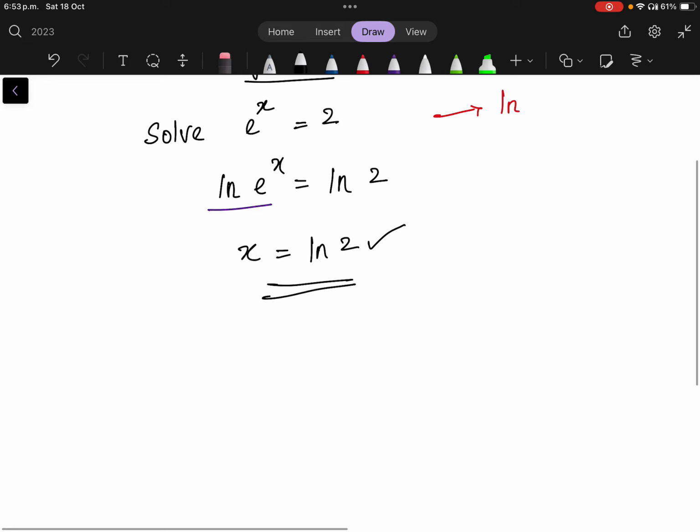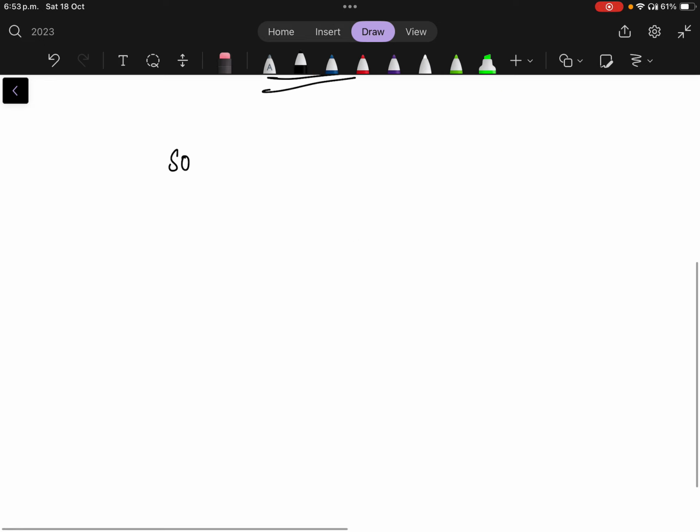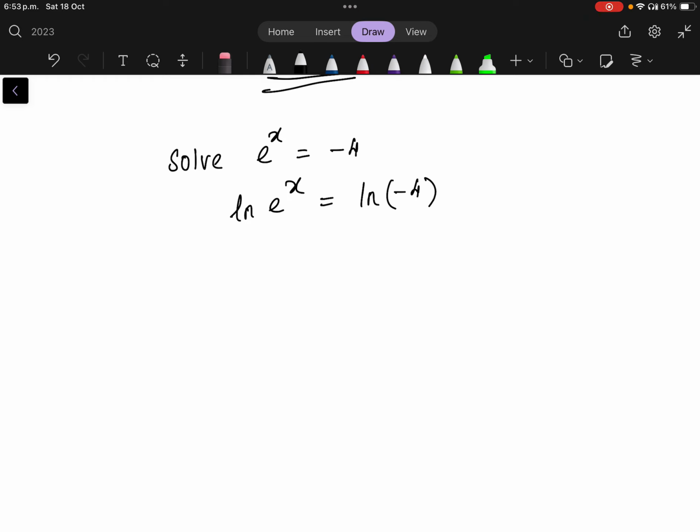Okay. Suppose you have another question like solve e to the power of x is equal to minus 4. Again, the same thing: ln e to the power of x is equal to ln of minus 4. And you have to remember, the logarithm of a negative number has no solution. So you have to write that there is no solution. Whenever you get a negative number, you have to write explicitly that there is no solution for this one.